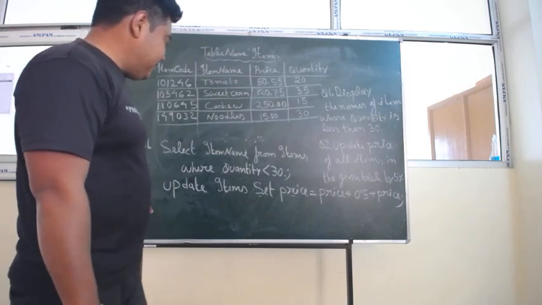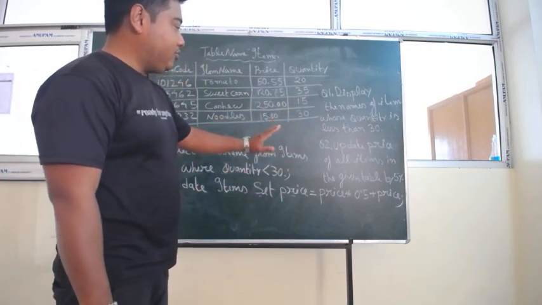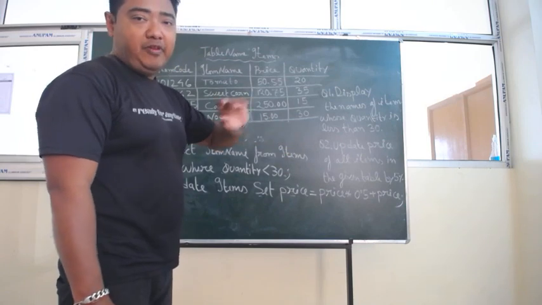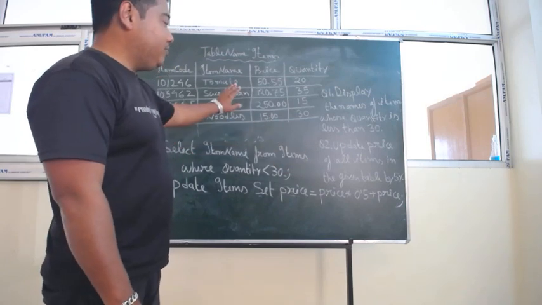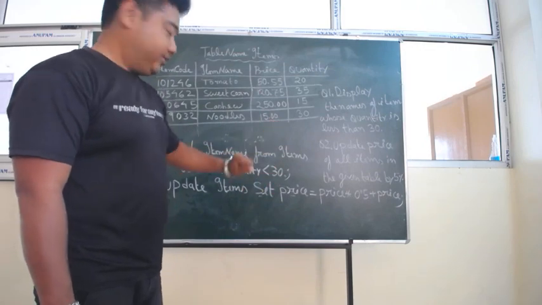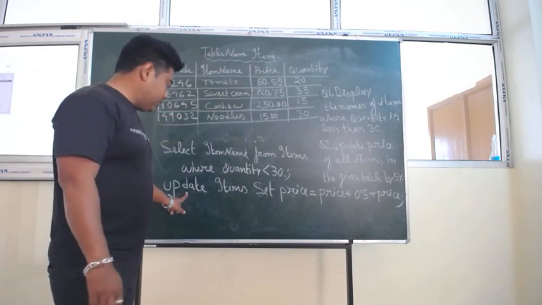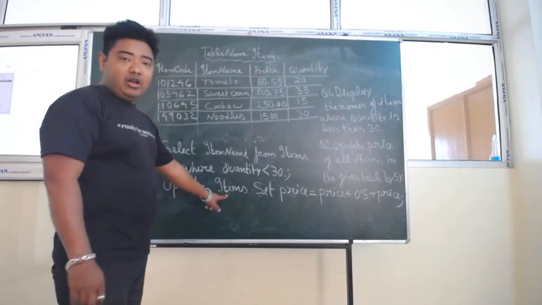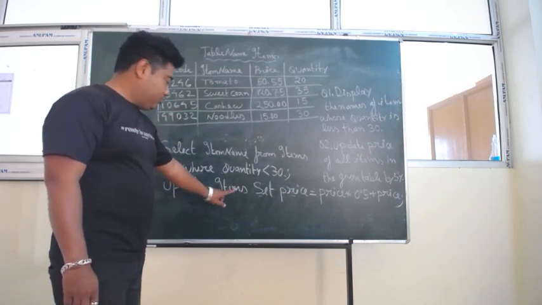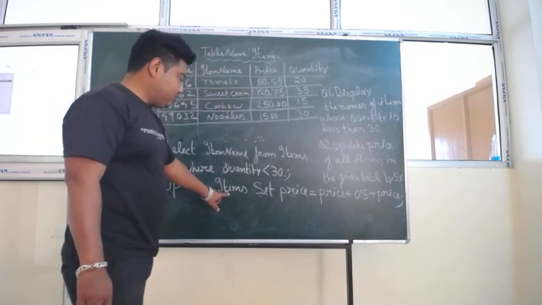So here you can see a simple command I have given. The question is: update the price of all the items given in the table by 5%. That means whatever items are there, all the prices should be increased by 5%. The update command I have already covered in one video. Immediately after update, you have to give the table name. So the table name I have given is items.